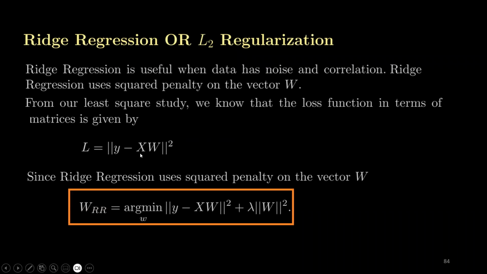In order to perform ridge regression, we have to add a regularization term to that equation. This regularization term has the square of the weights. So basically it uses a squared penalty on the vector W. Since it is using a square, that's why it is also known as L2 regularization. So this is the way we apply ridge regression. We add the regularization term which has the squared penalty on the weights to our regular least squares problem. In this way, we can set up ridge regression.